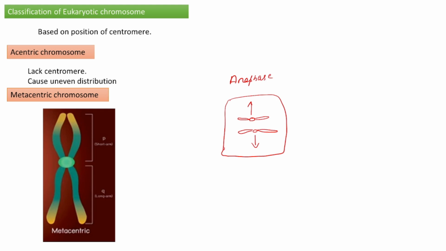In the case of metacentric chromosome, as it moves to the pole, what will be its appearance? As something is pulling it to one pole, it will have the appearance like this, a V-shape. The V-shape appearance it attains during the anaphase of mitosis. Which type of chromosome? Metacentric chromosome. I hope that you understand what is metacentric chromosome. Both arms are approximately equal in length, the centromere is at the middle, and it attains a V shape during the anaphase of mitosis.